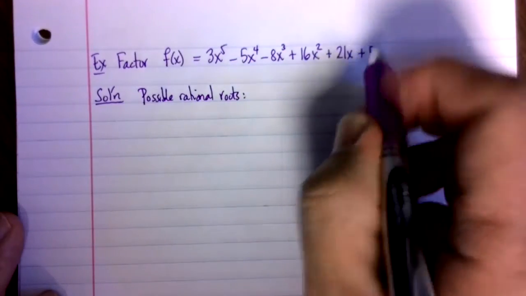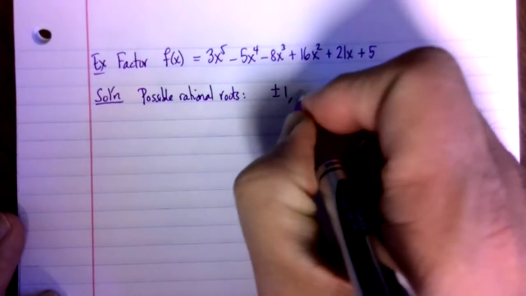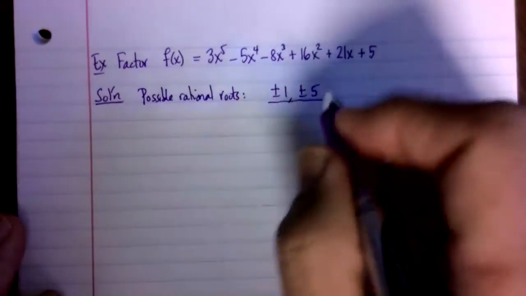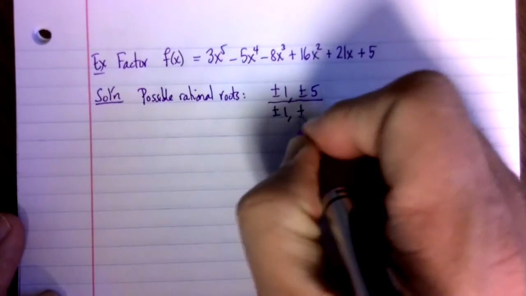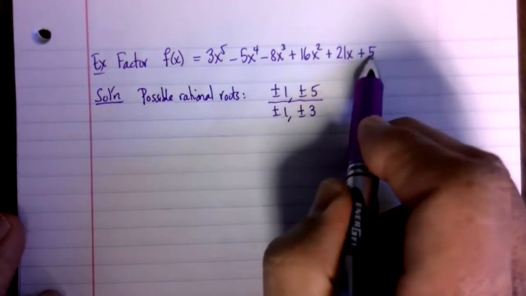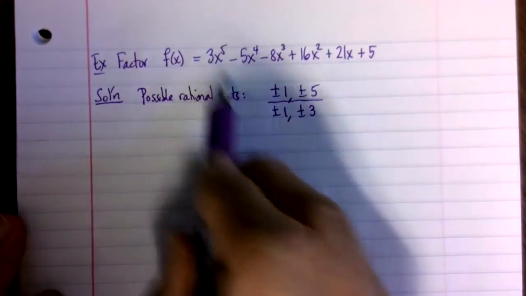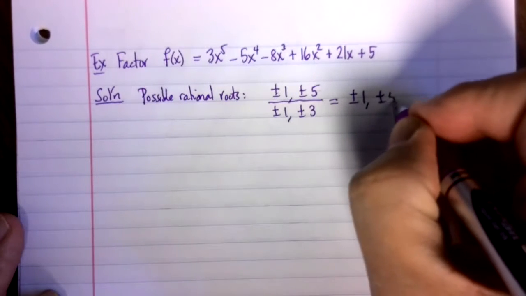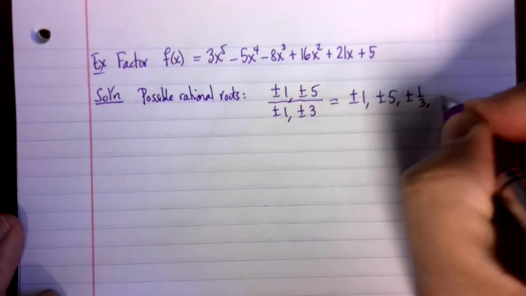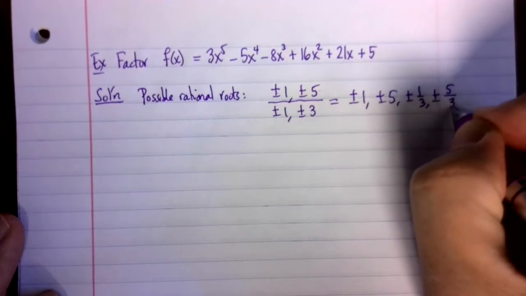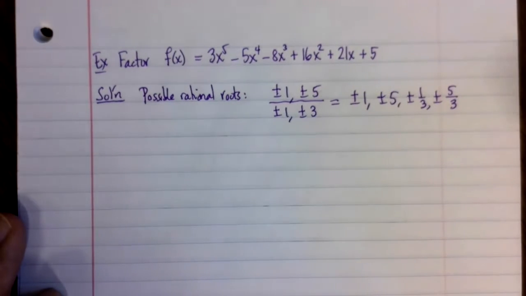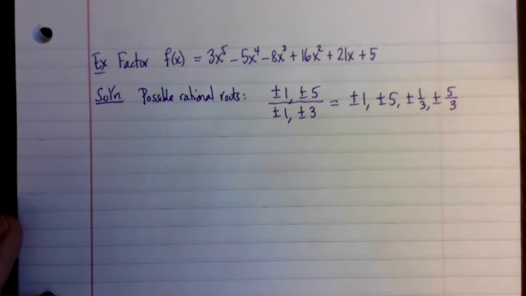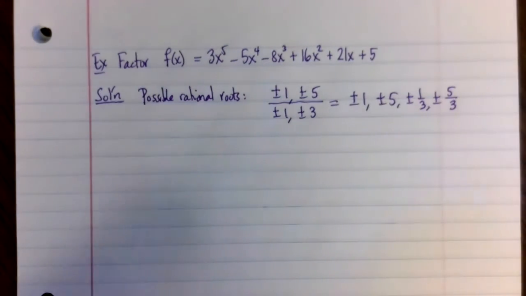So the numerator will be things that go into the constant term, plus or minus 1 or plus or minus 5. And the denominator will be things that go into the leading coefficient, plus or minus 1 and plus or minus 3. So factors of 5 on the numerator, factors of 3 in the denominator. And so this gives us a list of 8 candidates: plus or minus 1, plus or minus 5, plus or minus 1/3, and plus or minus 5/3. Obviously, not all 8 of these will work. It's a fifth degree polynomial, so not all 8 will work. And there's no promise that any of them will work.